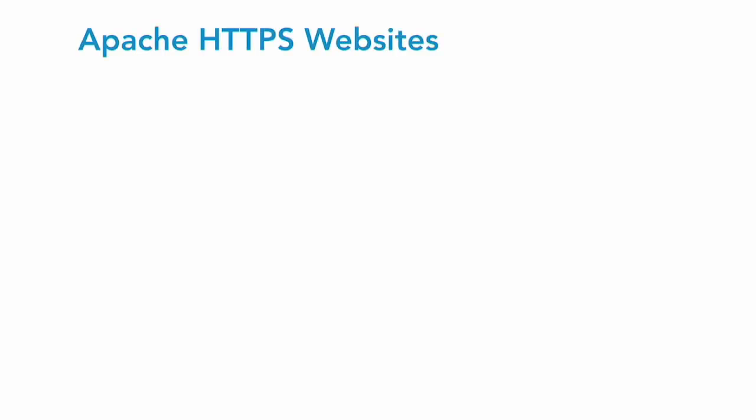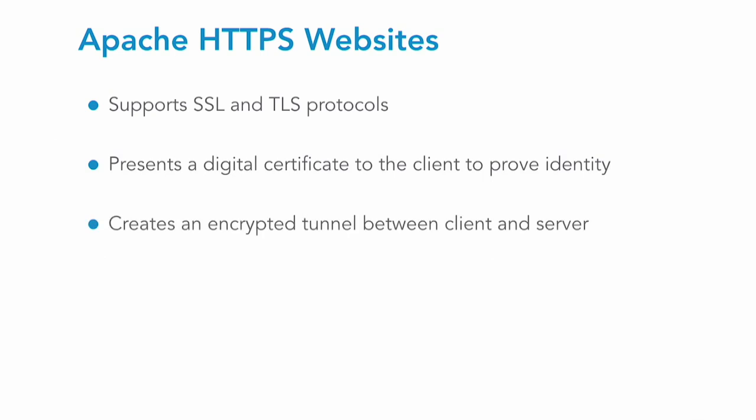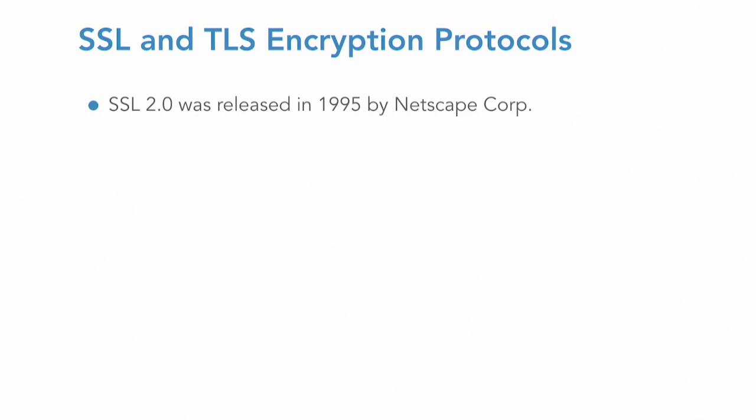Using additional software, Apache is capable of providing secure HTTPS or Hypertext Transfer Protocol Secure websites using SSL and TLS protocols. A secure web server presents a digital identity certificate to the client to prove its authenticity and to create an encrypted connection to them. SSL was created in the mid-1990s by Netscape Corporation and released as version 2. Version 2 was quickly replaced in 1996 by version 3 due to some vulnerabilities.